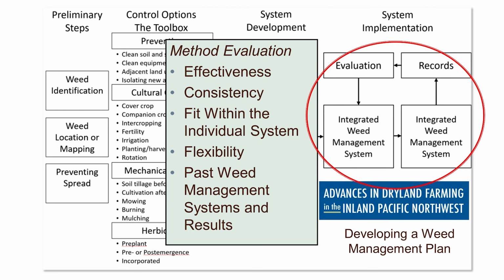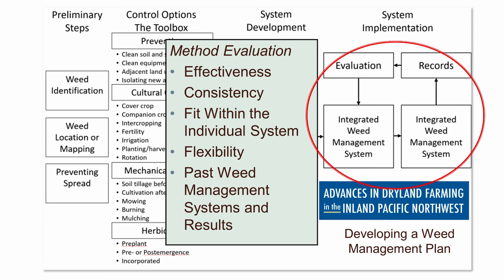And so it might allow you to have more flexibility in the timing of post-emergence herbicide applications, as an example of how certain inputs can increase your flexibility. And of course, it's always important to understand and know how your past weed management systems worked and what those results were. Again, it's about being reflective and understanding what works, what doesn't, what you might be able to get by without, and what is critical. All of that plays a role in your method evaluation as you design a weed management plan.